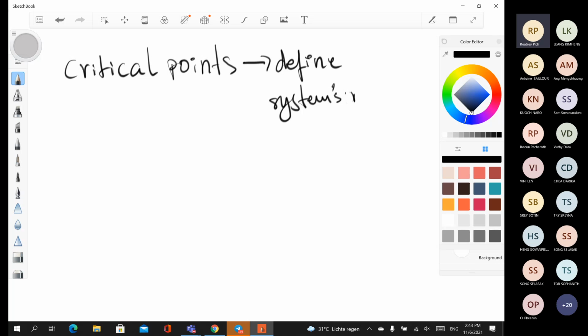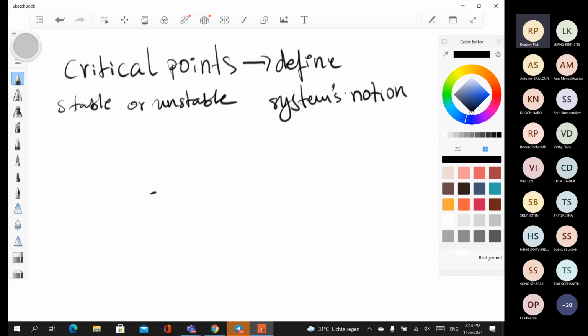Systems notions. So what does it mean here? It's about stable and unstable. So when you ask me, what is the use of a critical point in our systems? Normally, when you identify the critical point, it means you are able to identify the domain of the values that can make your system stable or unstable.